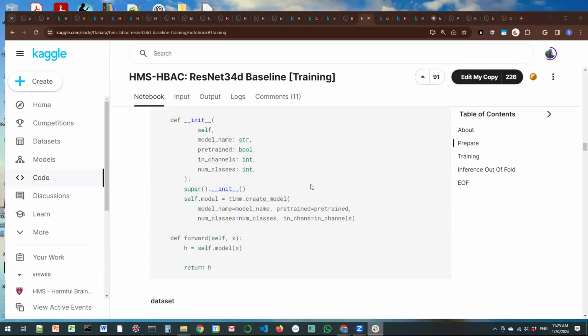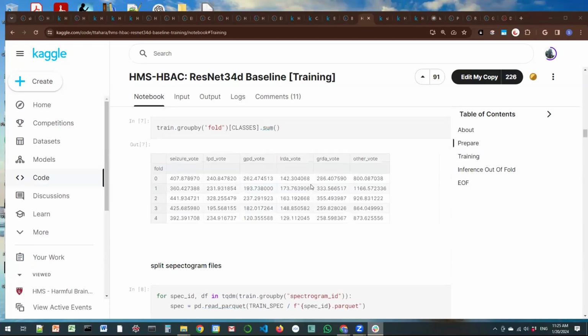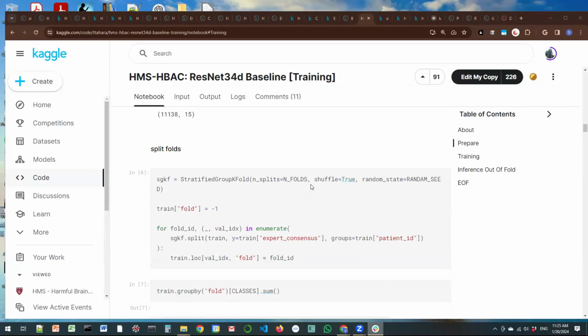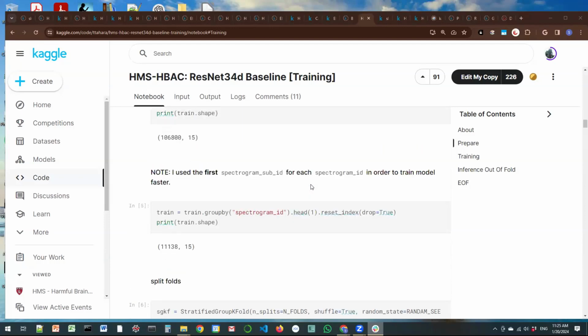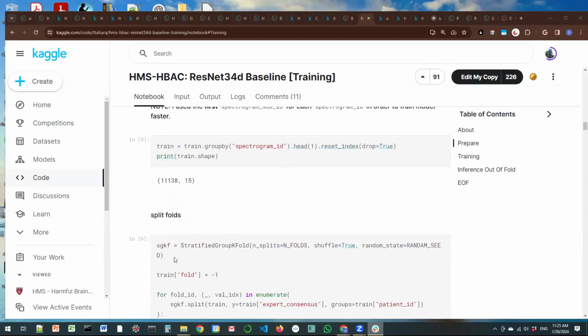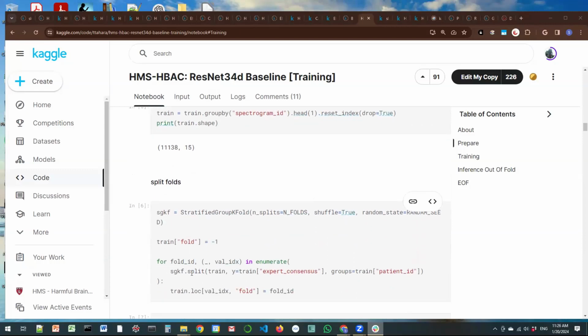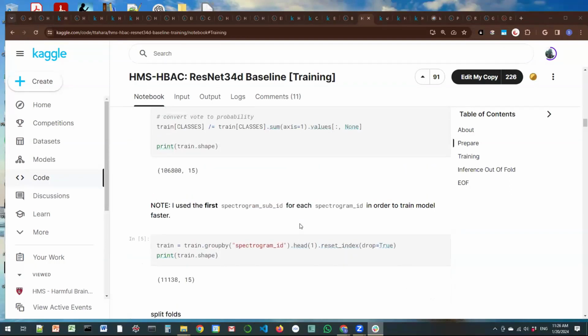And then also how he splits the spectrogram file. There's some splitting going on. Not the fold. See here he uses stratified group fold, right, what I talked about. It splits on expert consensus, whereas the groups are of patient ID. So one simple thought is, if you could convert this to group K-fold and then see whether it produces better or worse results.